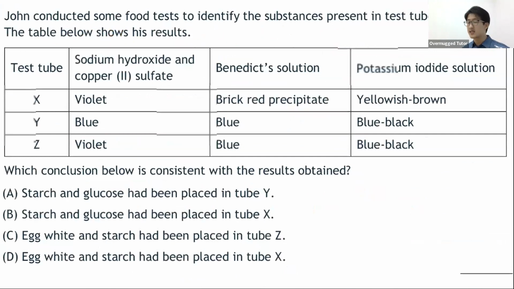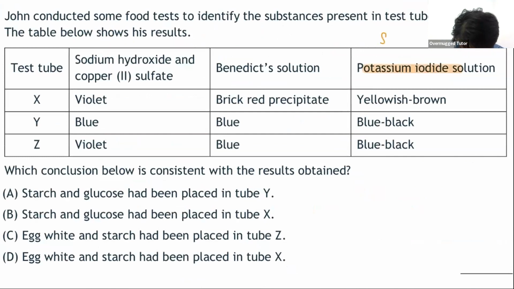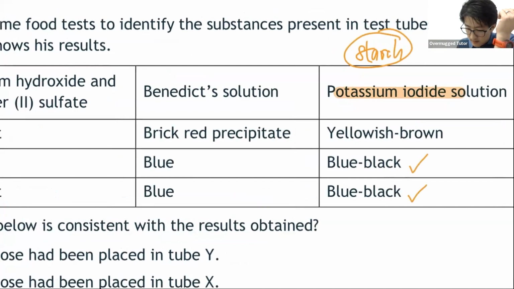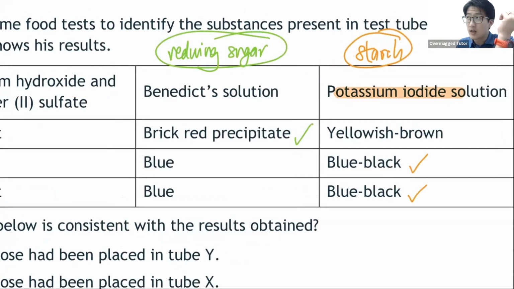All right, food tests. A quick look over here. We have already said that potassium iodide is for starch. So yellowish brown or blue-black, which one is a positive test for starch? Blue-black. So let's put a tick over here. We have these two as our positive tests. Kathleen, Benedict's test is for reducing sugars. Which color is positive? Brick red is positive.